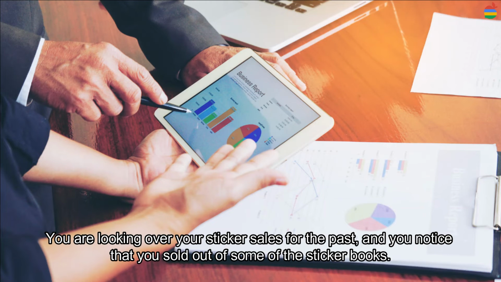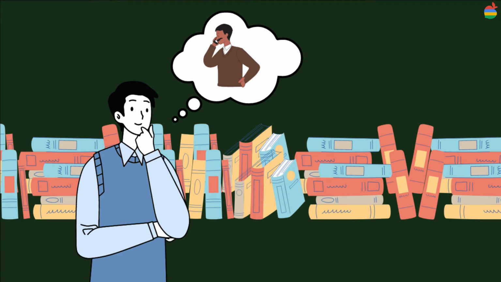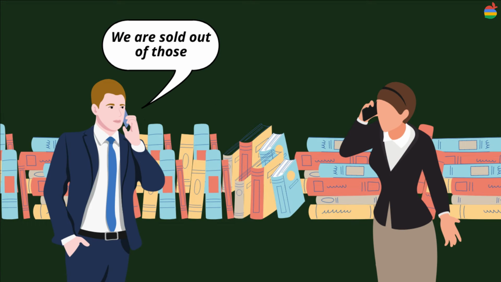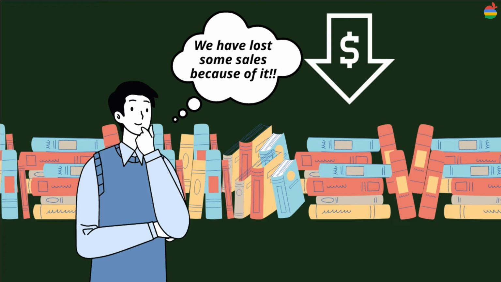You're looking over your sticker sales for the past month, and you notice that you sold out of some of the sticker books. For example, you sold hundreds of dinosaur sticker books. You think back and you remember that your business received several calls from people asking about the dinosaur sticker book. You had to tell them that you were sold out. You realize that not everybody called in to ask, because you didn't print enough of the dinosaur sticker book. You have lost some sales.